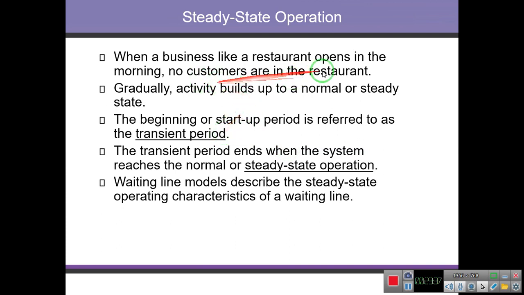So once the system opens, in this case, as a restaurant, for example, there's a gradual activity that builds up until it reaches some normal stage, what we call the steady state. So think, for example, of a cafeteria or a restaurant. It opens the doors, there's no one. Then one individual arrives, 2, 3, 4, and then eventually it reaches this steady state of operation. That's what we care about.